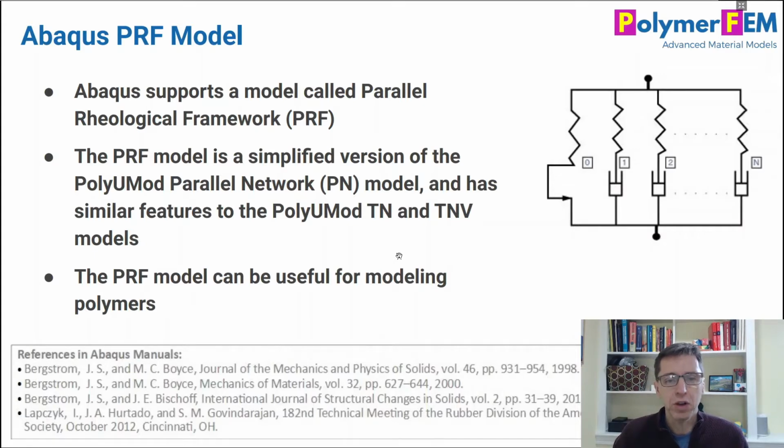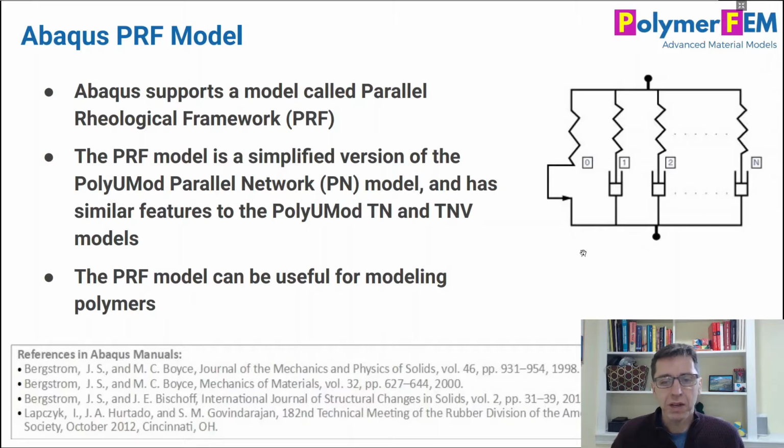So what I'm going to do today is talk about how this model works, how you can use it, and how you calibrate it using the MCalibration software. So the PRF model consists of a number of parallel networks, as you can see in this image here. You can specify how many networks you like. Each of these networks are represented using a hyperelastic spring and a viscoelastic dashpot.